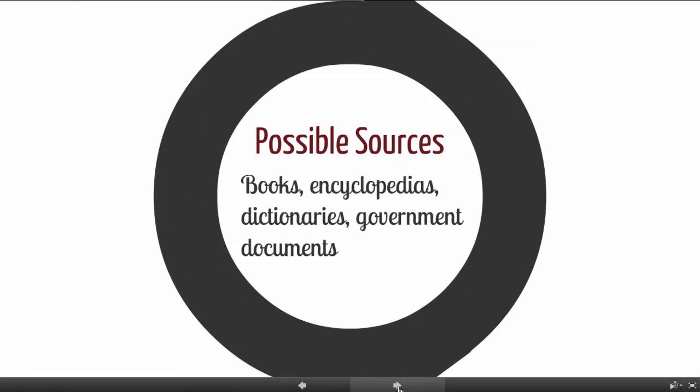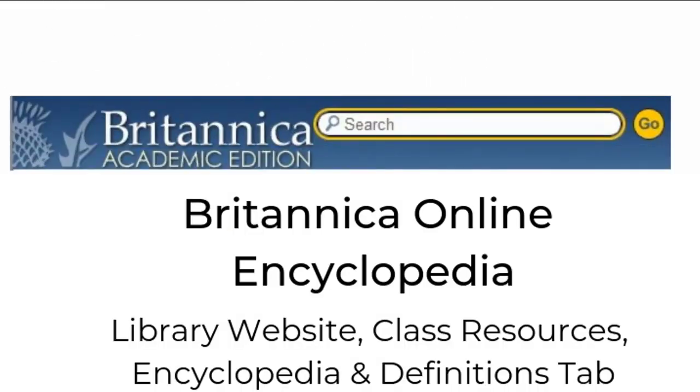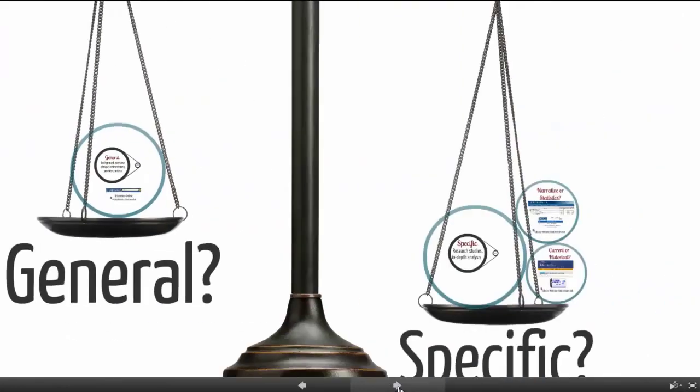Now, all of this information is available on the library website, but one general source that I recommend is the Britannica Online. Britannica is a great encyclopedia that'll help give you that overview. It's on the library website. Now, once you have that general background to help you answer your research question, you can dive into more specific information sources to help you find an answer.